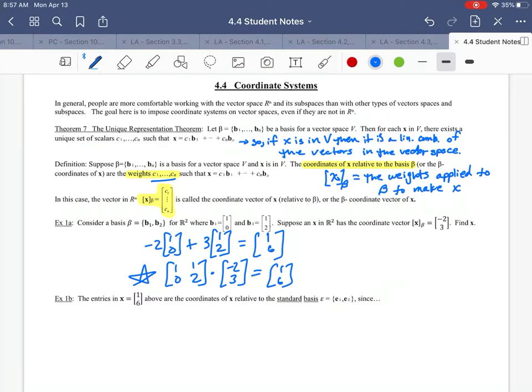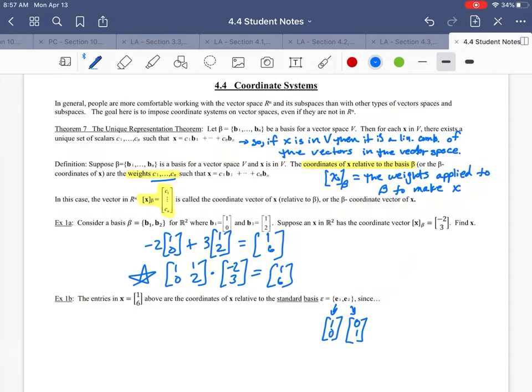All right, so then in example 1b, they start talking about the standard basis vectors. This is not super useful, and it's a little bit confusing, but your regular basis vectors are (1, 0), remember, these are the columns of the identity matrix, and (0, 1), okay? So the entries in x, which we got above, 1 and 6, are the coordinates of x relative to the standard basis.